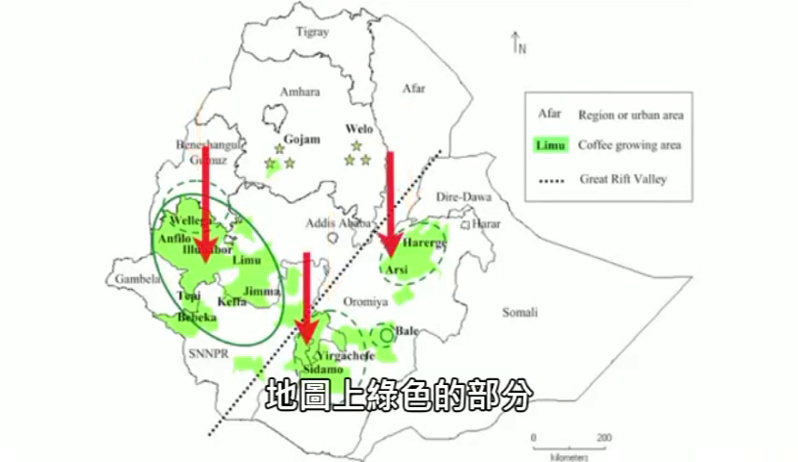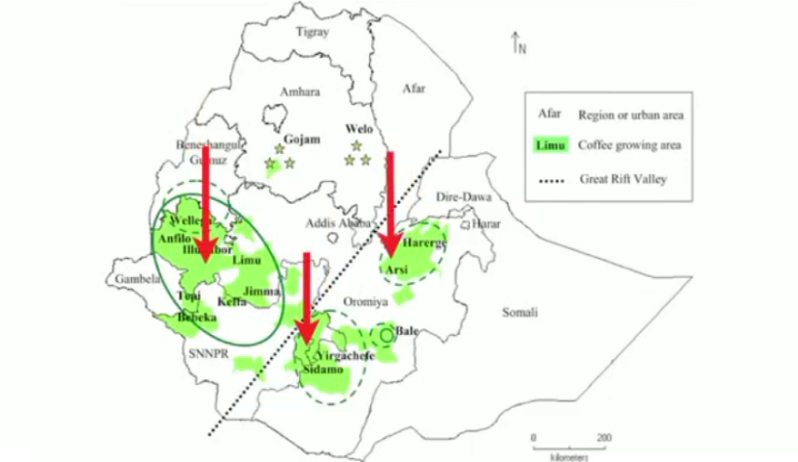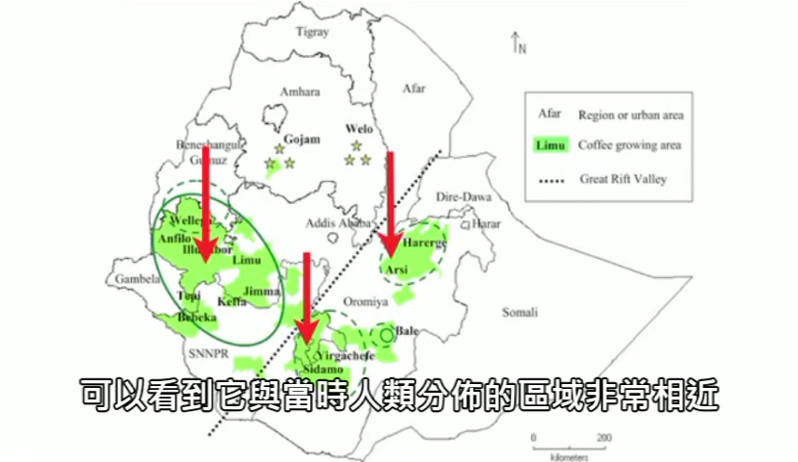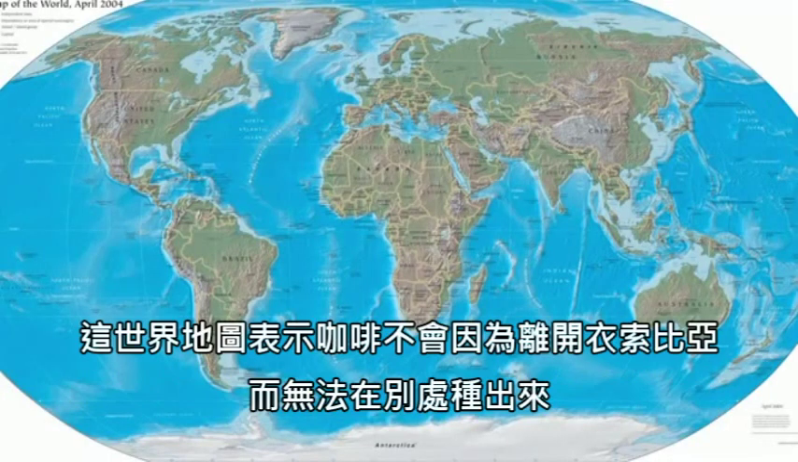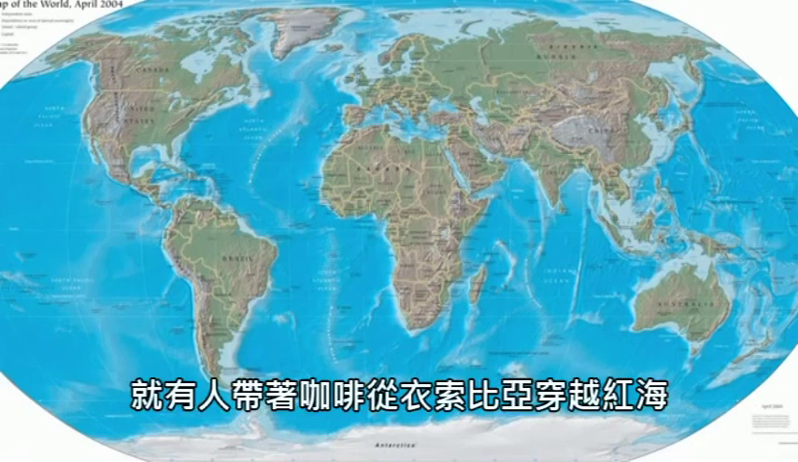The green on this map is where coffee is grown today in Ethiopia. And you can see that it's very similar areas to where people grew it in antiquity. This next map is a world map, and it's meant to remind us that coffee didn't stop its expansion when it got to these other places in Ethiopia. Somebody, also before recorded time, took coffee from eastern Ethiopia and brought it across the Red Sea to Yemen.